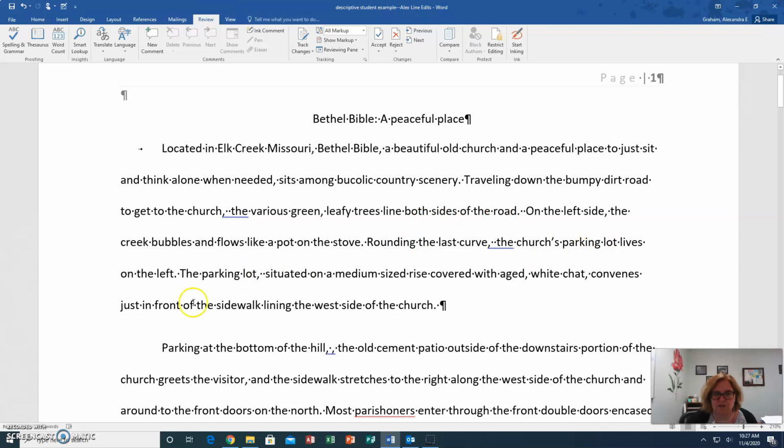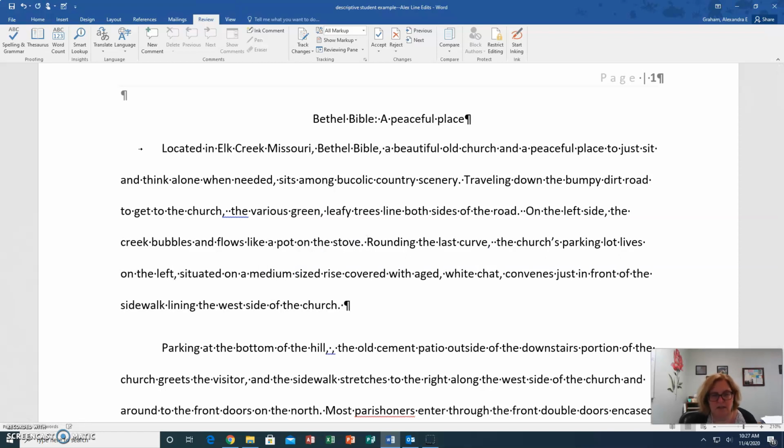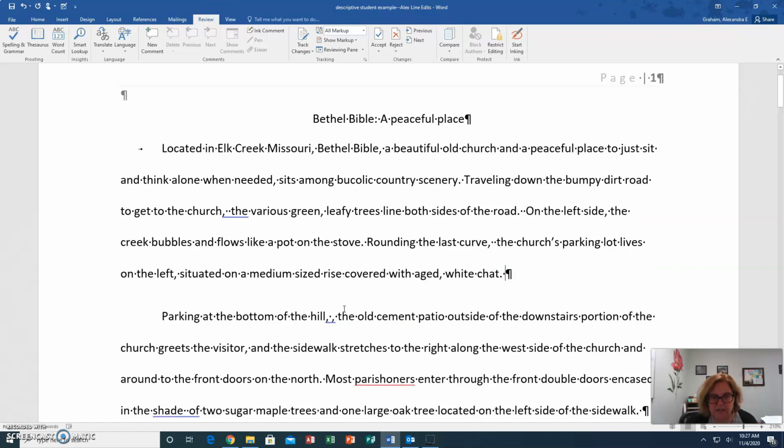Rounding the last curve, the church's parking lot lives on the left. The parking lot situated on... Okay, so that's sort of redundant. It lives on the left. So, lives on the left, comma, situated on a medium-sized rise covered with aged white chat. So those ideas go together. Since we're going to talk about the sidewalk later, I probably don't need this. There. Yeah. Okay, that's better. That's stronger.